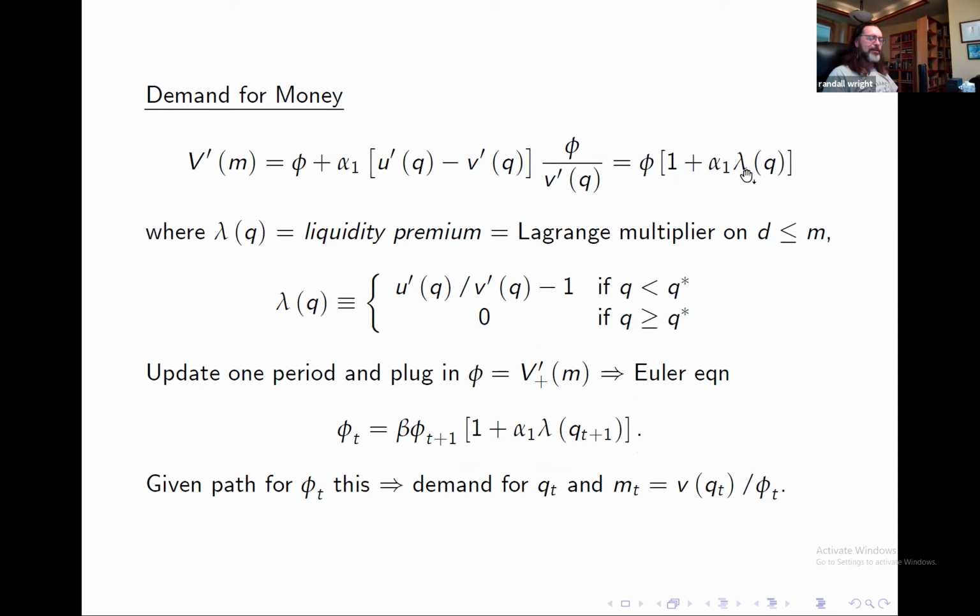Early papers used lambda because it stood for liquidity. It's how much more you value the asset than you would value it if it was simply a store of value. It turns out, just by dumb luck, this liquidity premium is equal to the Lagrange multiplier on this constraint. So using lambda was a good choice. I like to write it that way, because writing u prime of q over v prime of q minus 1 is kind of messy. Just use lambda. And of course, when the constraint's not binding, the Lagrange multiplier is 0.